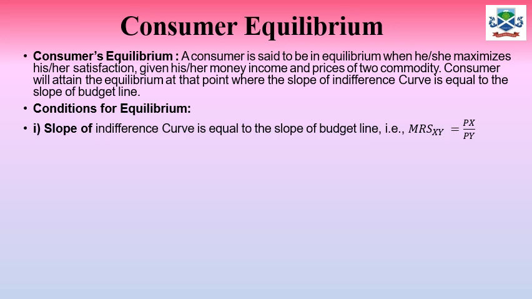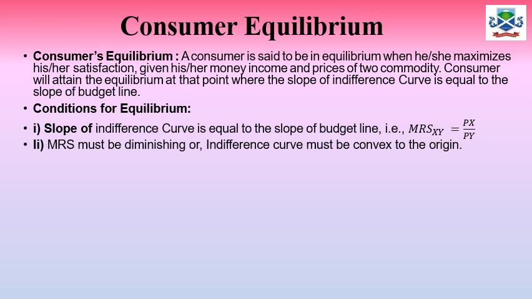MRS XY is for X and Y, as there are two commodities, X and Y. So the marginal rate of substitution of X for Y is the meaning of the symbolic form MRS XY, and it is equal to the slope of the budget line, that is Px by Py. And there is another condition: the marginal rate of substitution must be diminishing, or the indifference curve must be convex to the origin at the point of equilibrium.